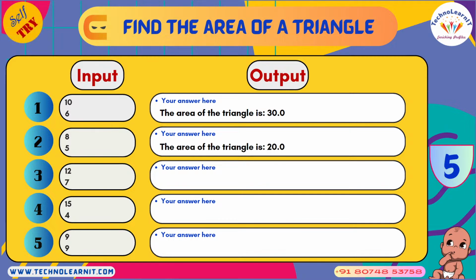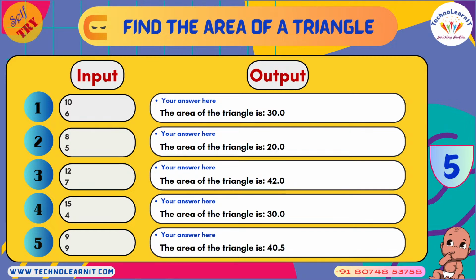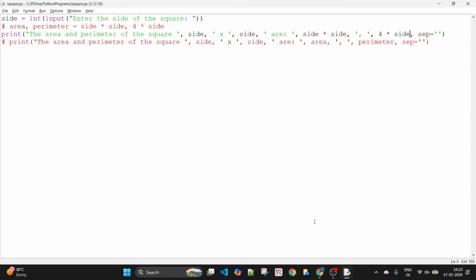In the second case, it's the same. 8 times 5 is 40, half of 40 is 20, so that is how you achieve that. So this is how you can see all the output produced. In the last example, base is 9 and height is 9. Half of 81 is 40.5, and the output you see is 40.5. All right. How do you achieve this? Let us jump onto the programming.